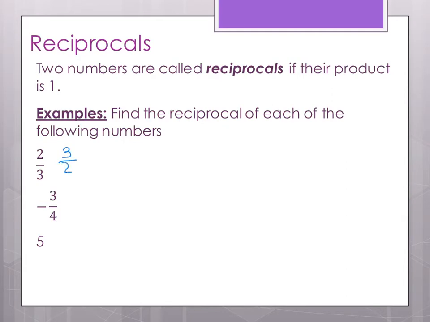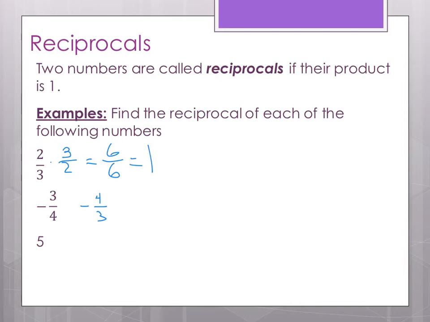Why is that? Because if we multiply these two numbers together, we would get 6 over 6 when we multiply across the top and bottom, which is equal to 1. So these are indeed reciprocals. The reciprocal of -3/4 is going to be -4/3. When we multiply a negative times a negative, that will give us a positive, so we need to make sure that the reciprocal of that negative number is also a negative number, and then we get 12/12, or a +1.